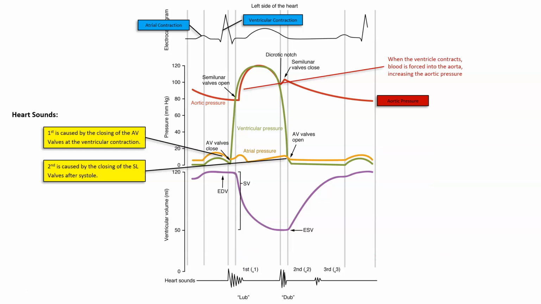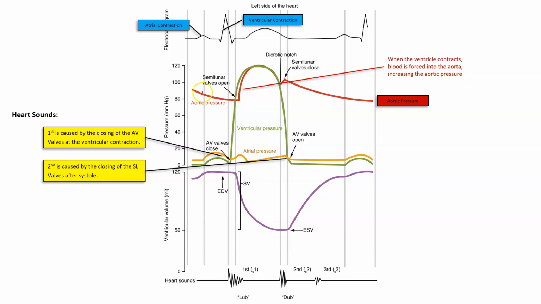Talking about aortic pressure first. The aorta is the artery that is leaving the heart. So when the ventricle contracts, blood is forced into the aorta, increasing the aortic pressure. That can be seen here.